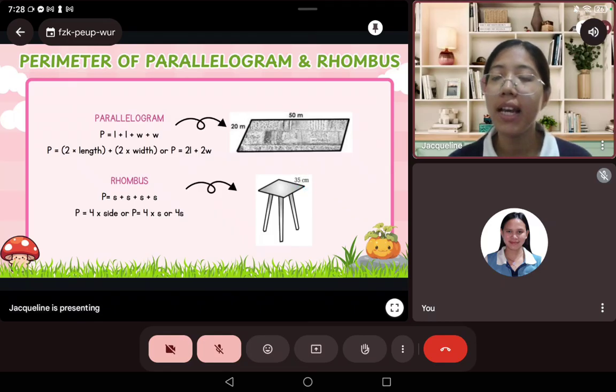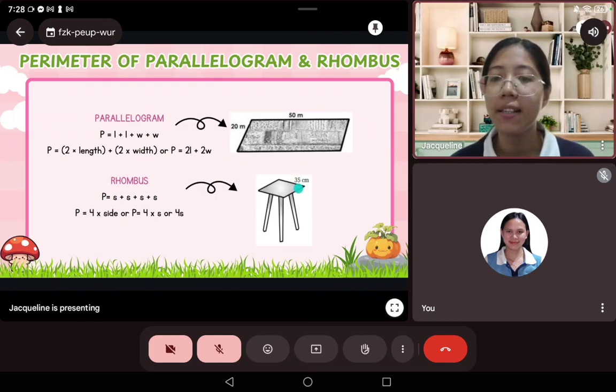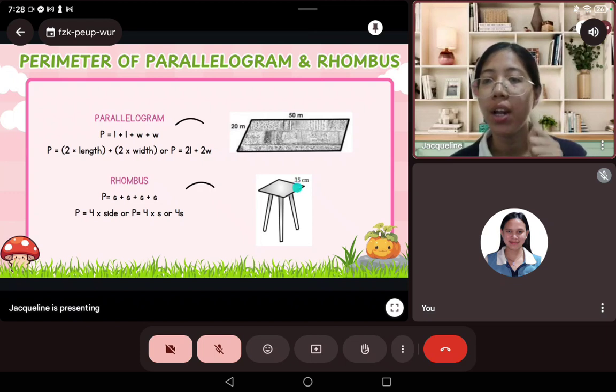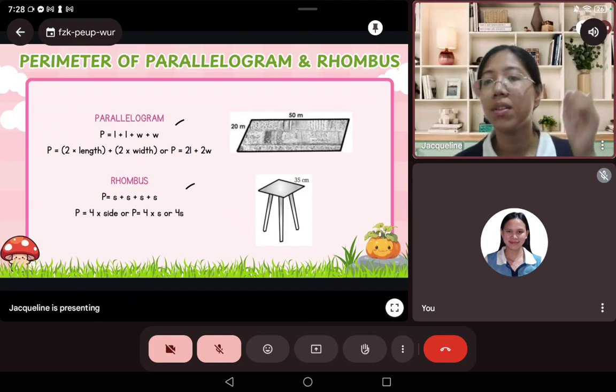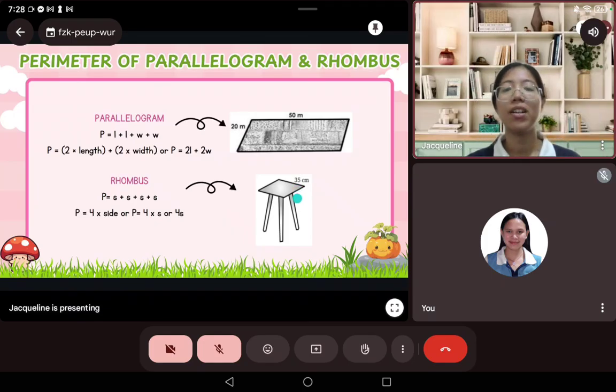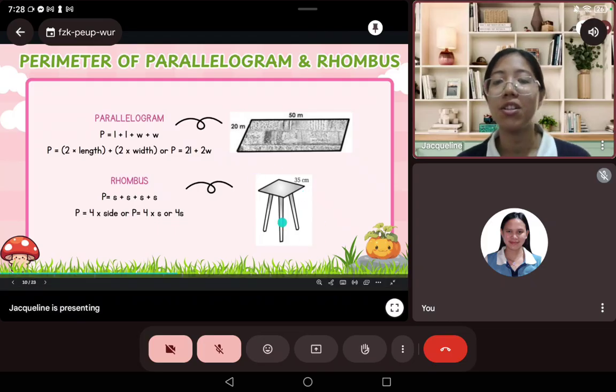So, who would like to answer, class? Who would like to try? 35 times 4 is? Anyone? Yes, that is correct. So that would be 140 centimeters. So 35 times 4: 0, carry 2. 3 times 4 is 12, plus 2. 140 centimeters, class, is the perimeter of Mang Pedro's rhombus chair.